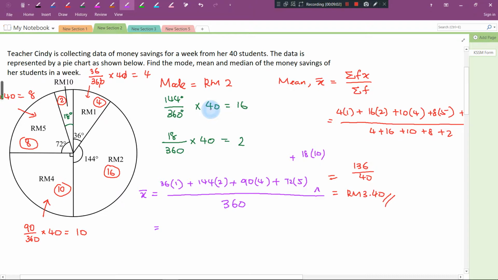So, let me calculate again. 36 times 1, 36, okay. Maybe I keyed in wrongly. 90 times 4 plus 72 times 5 plus 18 times 10. Okay, so it's 1224 divided by 360. Okay, exactly the same answer, 3 ringgit and 40 cents. So if you want to save time, you don't want to calculate the frequency for each sector, you can just do it this way.